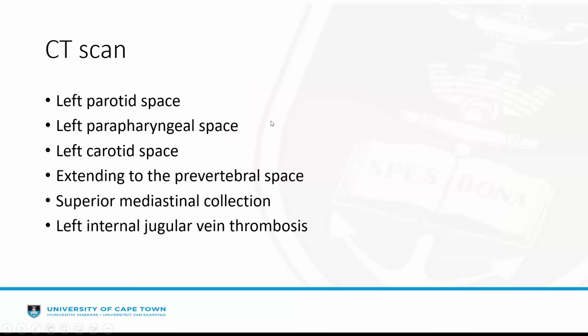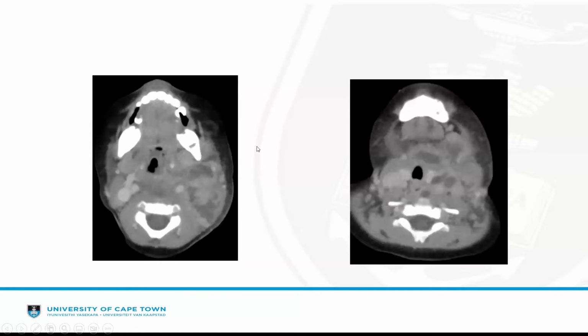And this showed her to have left parotid space involvement, left parapharyngeal space involvement, left carotid space involvement, extending all the way to the prevertebral space and involvement of a superior mediastinum collection. And then also it was found that she had a left internal jugular vein thrombosis, which was quite extensive on that scan.